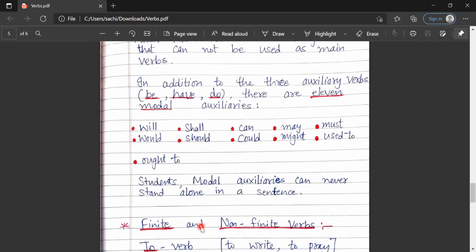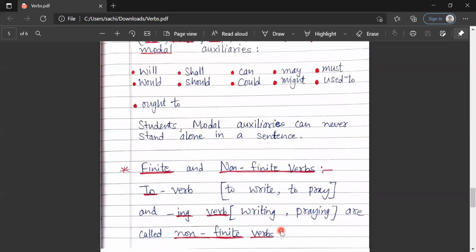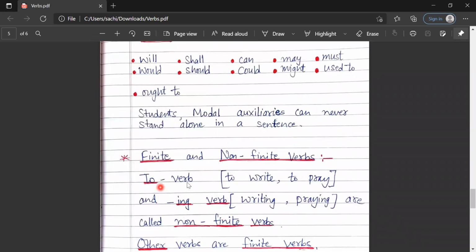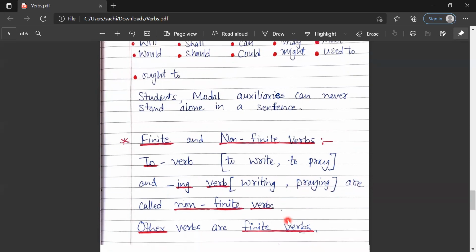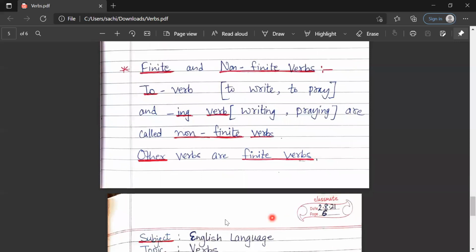Finite and non-finite verbs. To verbs like to write, to pray, and ing verbs like writing, praying are called non-finite verbs. Other verbs are finite verbs.